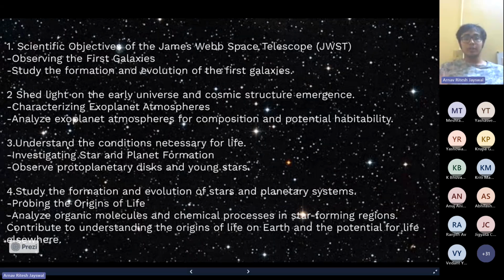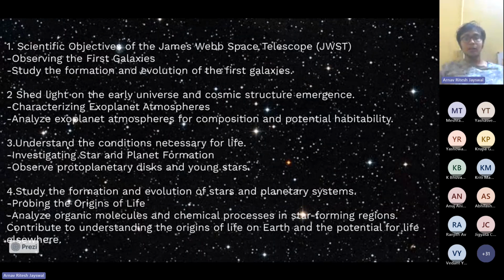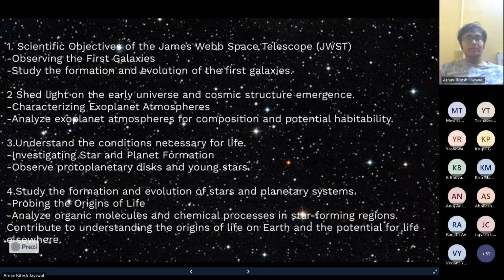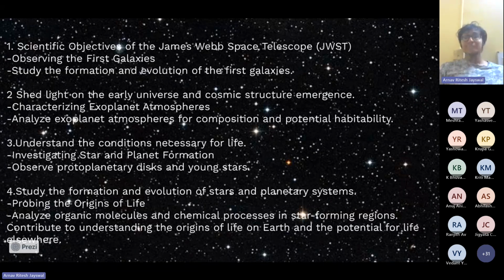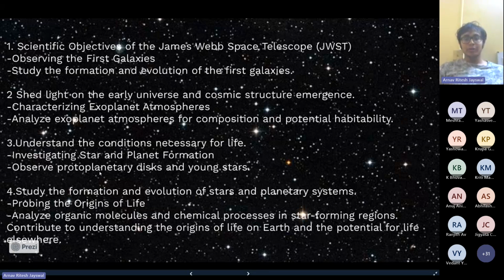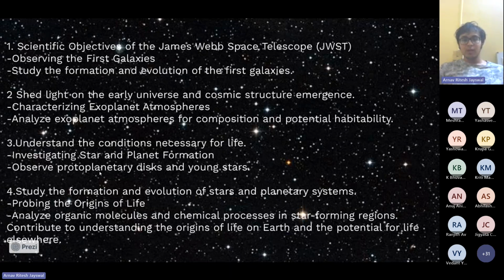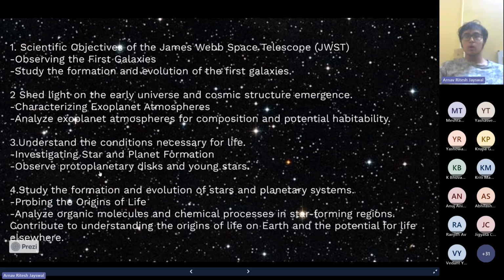One of the objectives was also to understand the conditions necessary for life, which involved investigating star and planet formation, observing young stars, and the formation and evolution of stars and planetary systems. Basically, analyzing organic molecules and chemical processes in star formation regions will help us find out more information on how life originated on Earth, and also how stars originated, just to find out about all of this in more detail. Yeah, so this is about the objectives.